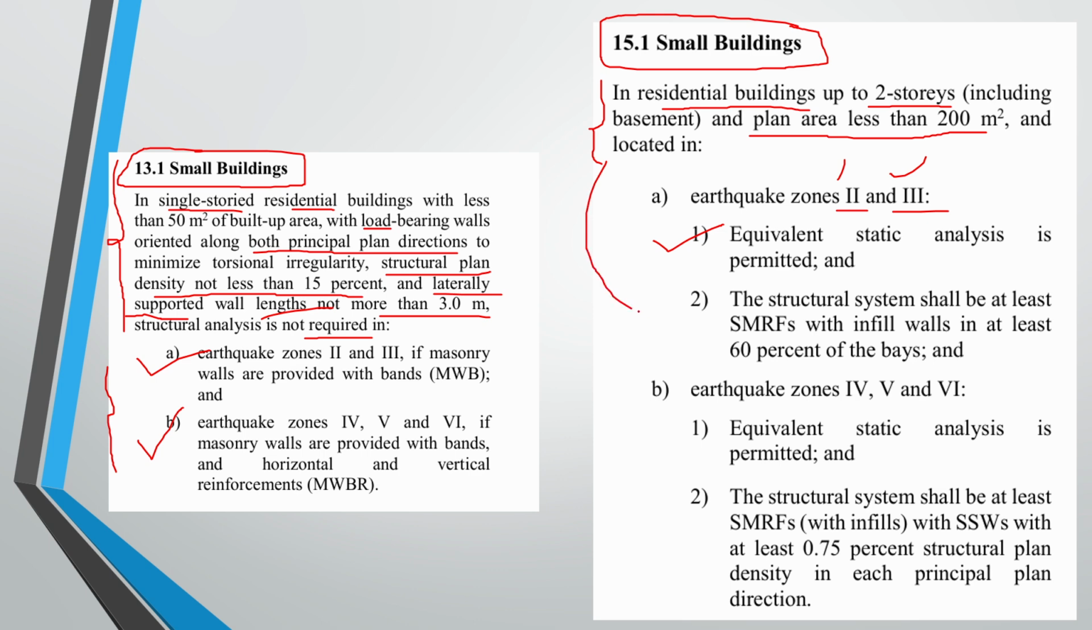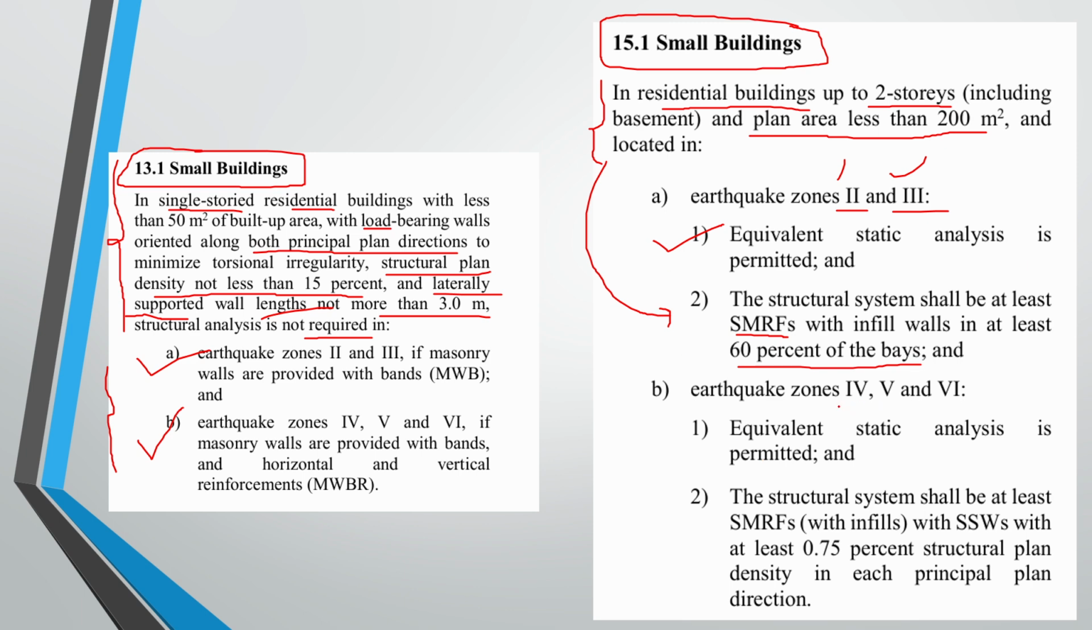Along with that, there is an additional clause. The structural system shall be at least SMRF. That means special moment resisting frame. That means your structure needs to be designed with ductile detailing and with infill wall in at least 60% of the bays. That means if your building has 10 bays, then 6 bays need to have infill wall. So then you can do the equivalent static analysis.